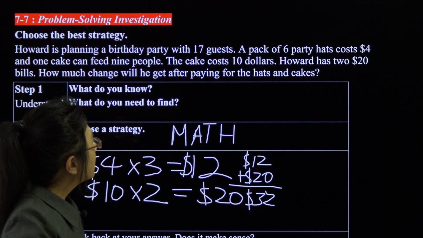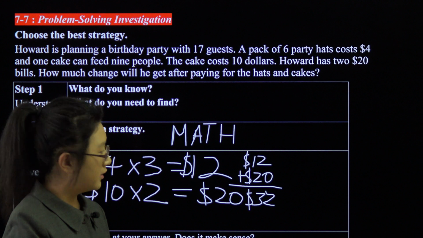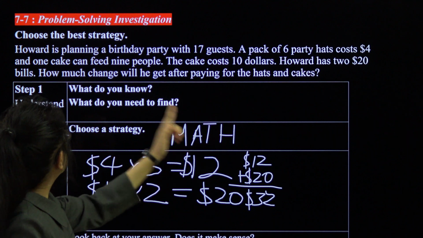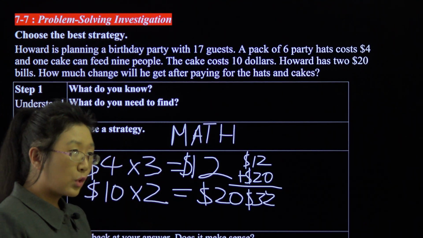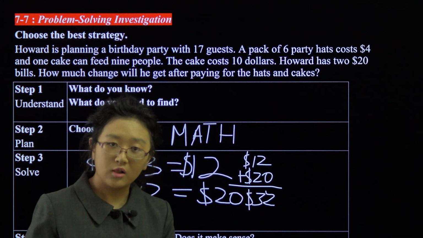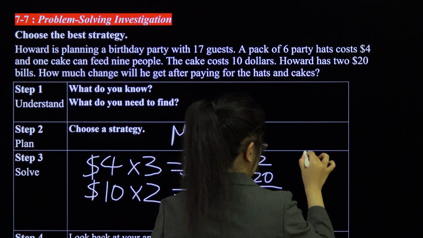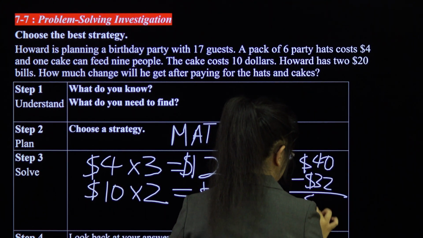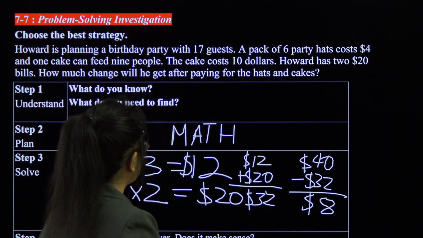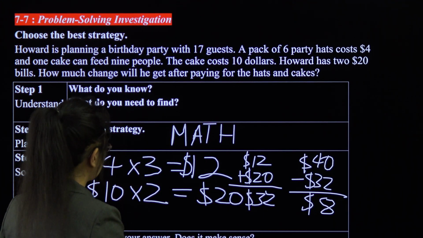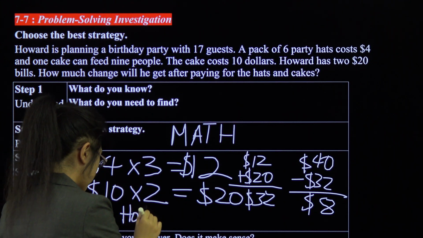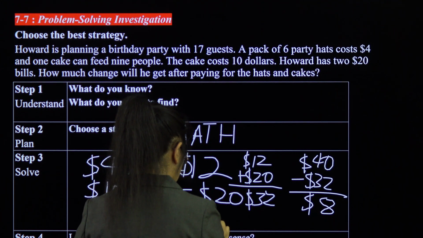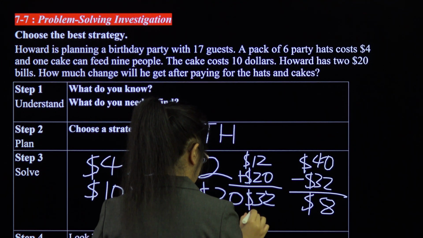The change depends on how much he paid in the first place. And it says that he has 2 $20 bills. 2 $20 bills is $40. So he paid $40, and the change would be 40 minus $32, which is $8. Howard will get $8 of change. Or Howard's change is $8.